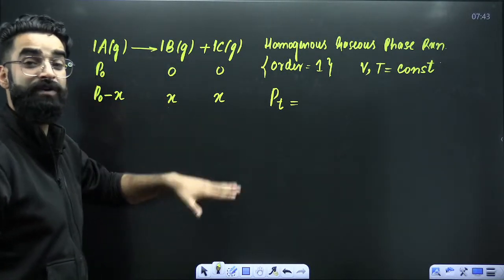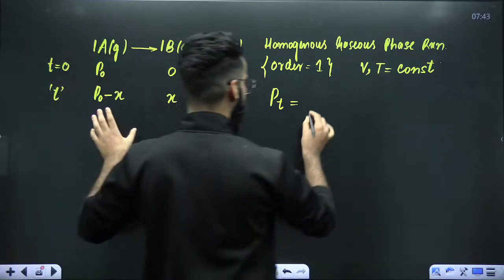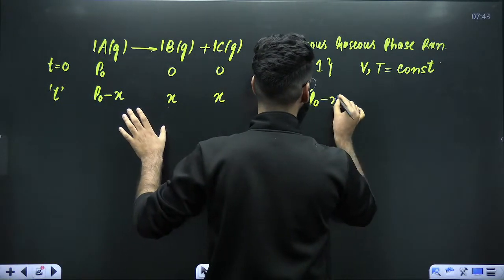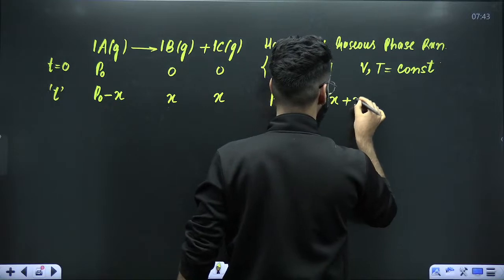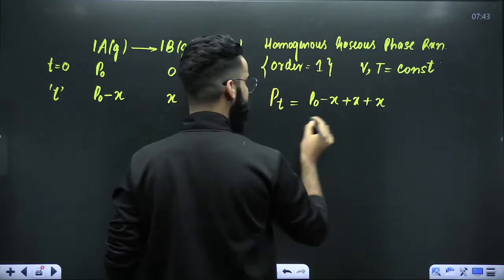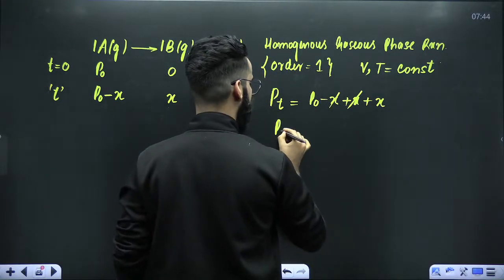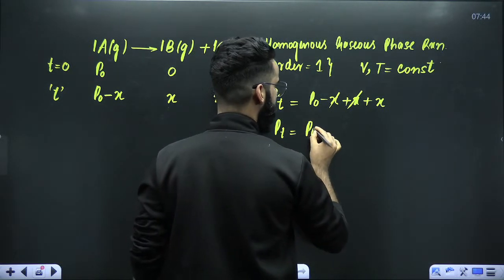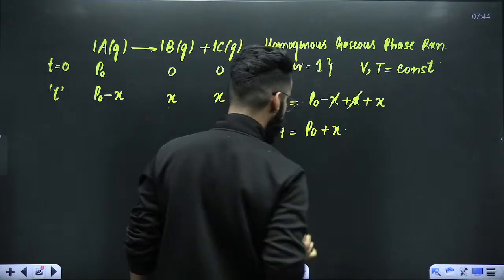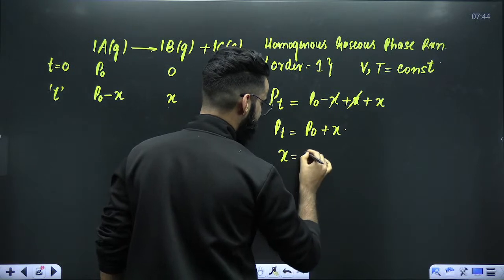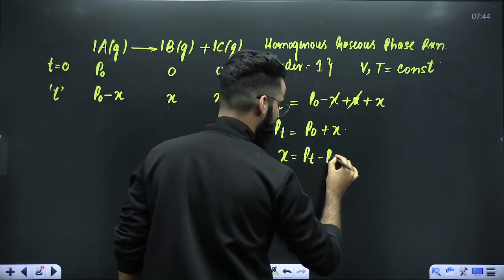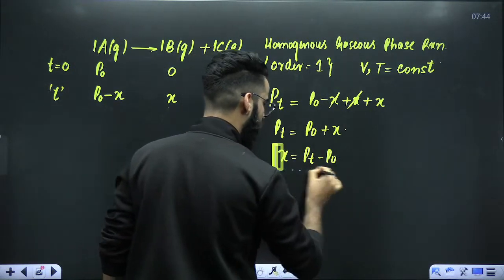So the total pressure of the mixture at time t is absolutely going to be P naught minus X plus this X plus this X. Right? So I must say this X and X got cancelled. So I would say PT is equal to P naught plus X. Right? From this particular expression, can I get the X value? X value is equal to PT minus P naught. So first of all, I got the value of X.